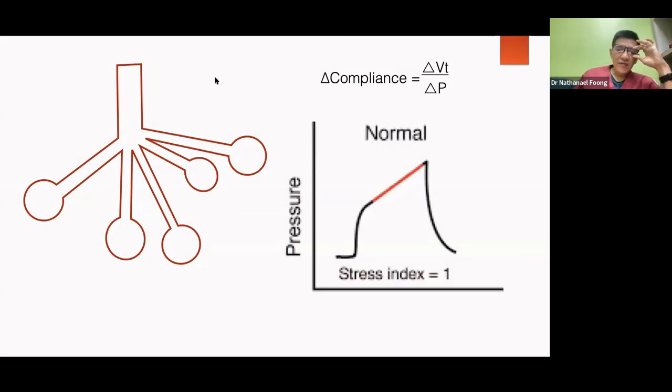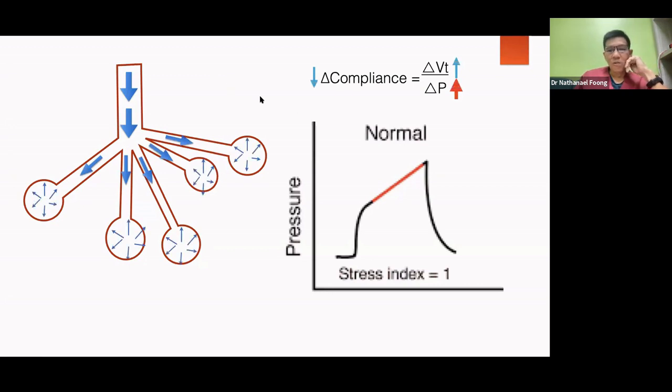If the alveoli is over distended with this breath, what happens is that instead of a straight curve, this will curve up here. As the alveoli get distended, the compliance will start to reduce. And with the compliance reducing and the same constant flow going to the alveoli, the pressure will build up exponentially, causing this curve upwards. Okay, so this curve upwards equals stress index more than 1.